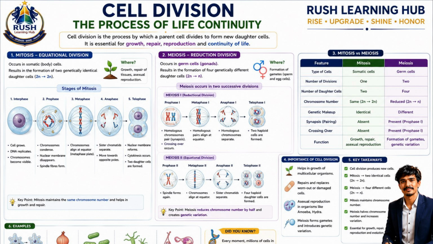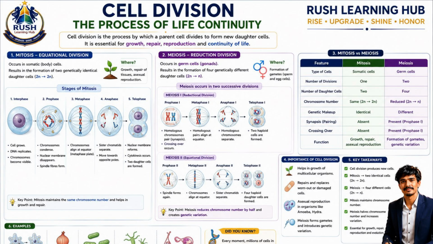The fourth stage is anaphase. During anaphase, sister chromatids separate and move toward opposite poles of the cell. This ensures that each future daughter cell receives an identical set of chromosomes.